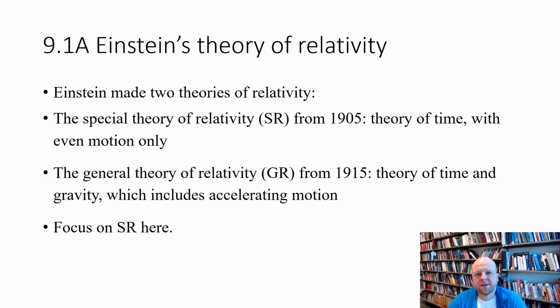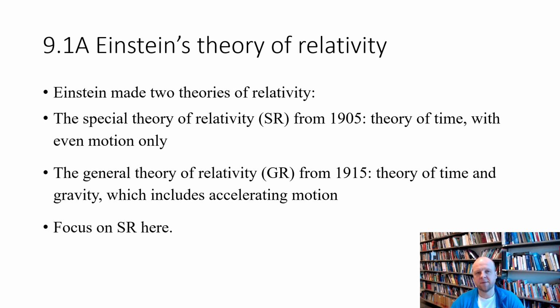We usually speak of Einstein's theory of relativity in the singular form, but actually Einstein made two theories of relativity. But since the second theory includes the first one, it still makes sense to just talk about the one theory of relativity. But it also makes sense to talk about two theories of relativity, since they use different geometries and are quite different. The special theory of relativity, the first one, abbreviated SR, was made by Einstein in 1905.